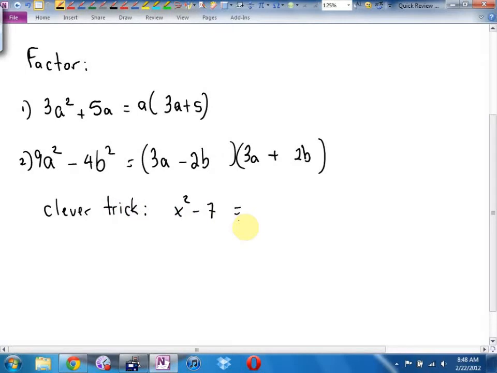Factor. You want the clever trick? X minus root 7, X plus root 7. We told you in Math 10 that that didn't factor. We lied. Technically it does.